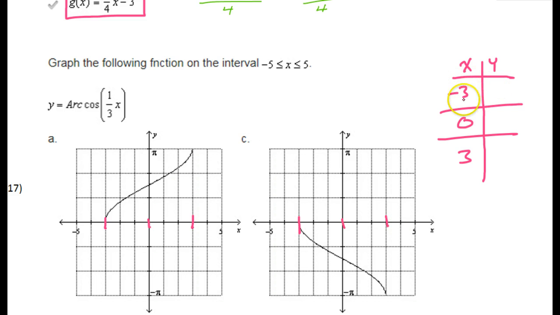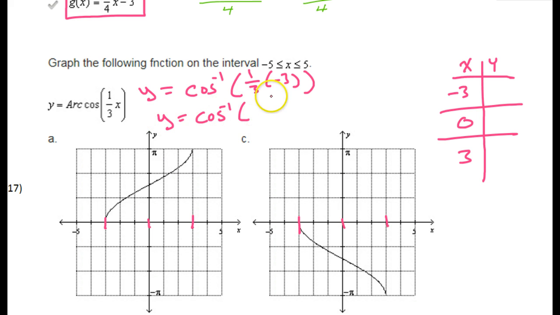Now, for the y values, we're simply going to substitute these values in. So let's say if x is -3, then y will equal the inverse cosine. Arc cosine is the same thing as inverse cosine. So the inverse cosine of 1/3 times -3. That's going to be the inverse cosine of -1. If you need to, think of it this way: this is 1/3 times -3/1, and you multiply straight across, so this would be -3/3. That's why I'm getting -1.